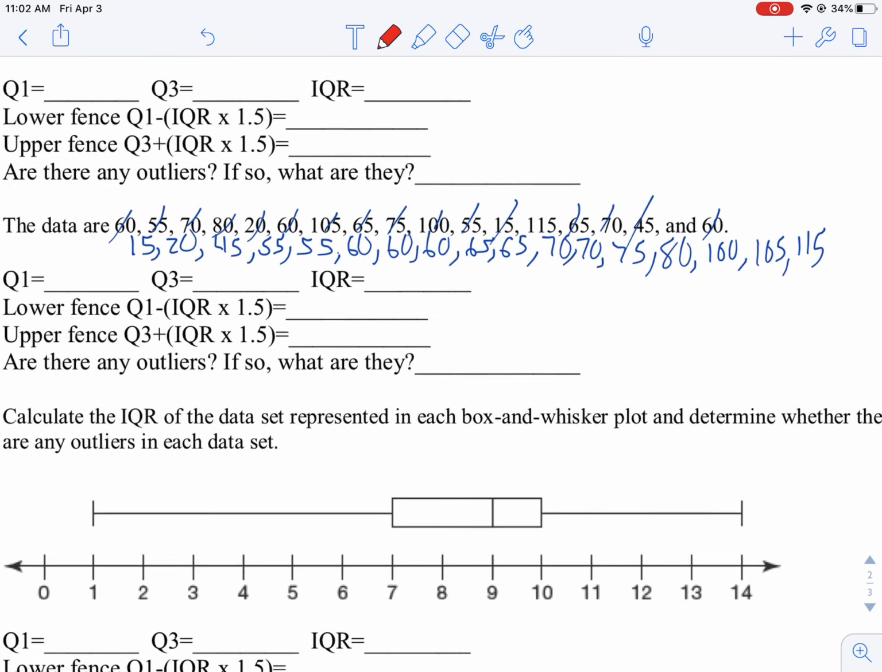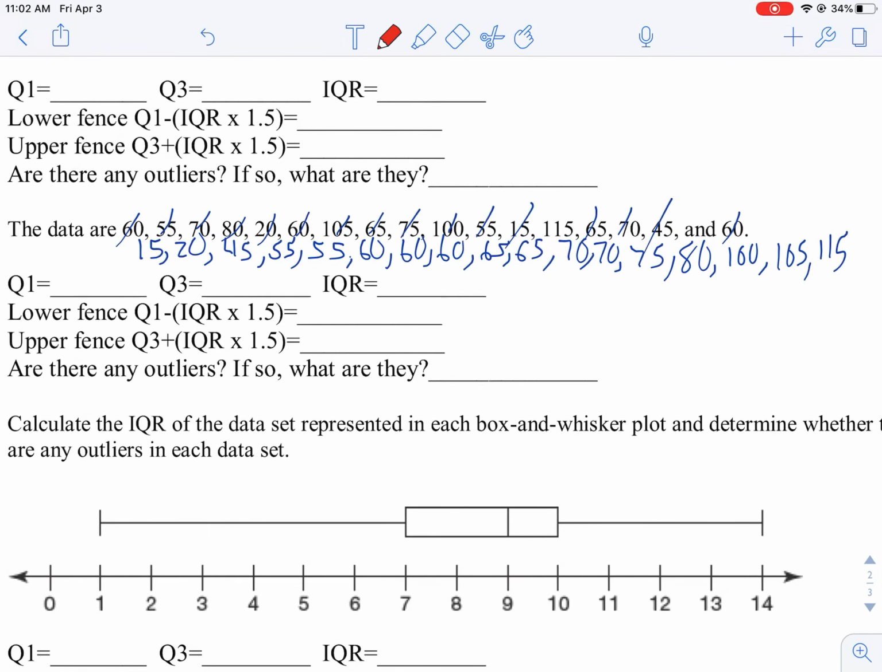Let's go through and find our median because we can't find Q1 without it. So we're gonna go 4, 5, 6, 7, 8, and then we have a median here of 65. So that 65 right there is our median.